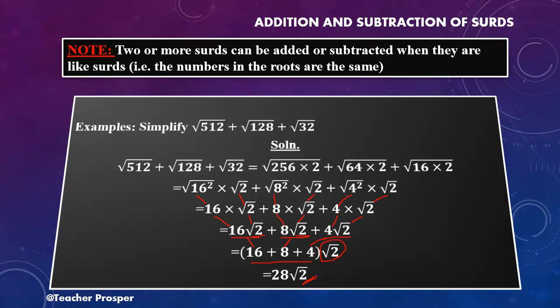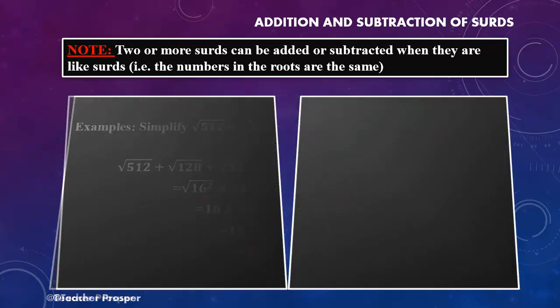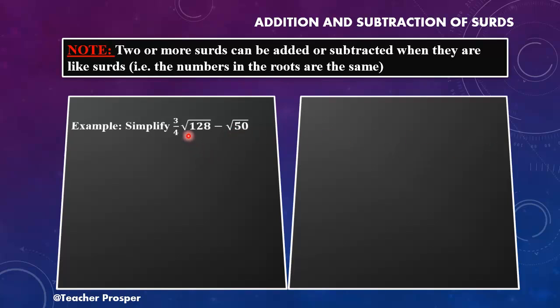Let's consider a second example. We have 3 over 4 square root of 128 minus square root of 50. Clearly again, these are not like surds because 128 is obviously not the same as 50. So we will see how to simplify this one as well.